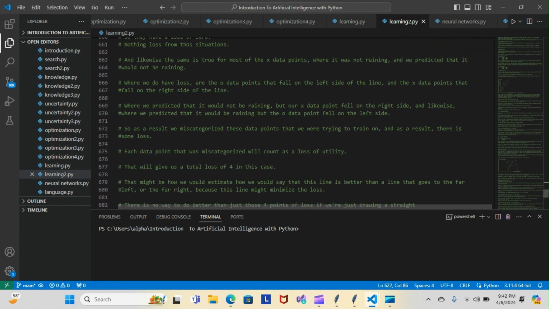So where we predicted that it would not be raining, but our X data point fell on the right side, and likewise where we predicted that it would be raining, but the O data point fell on the left side. So as a result, we miscategorized those data points that we were trying to train on, and as a result, there's some loss. Each data point that was miscategorized will count as a loss of utility.